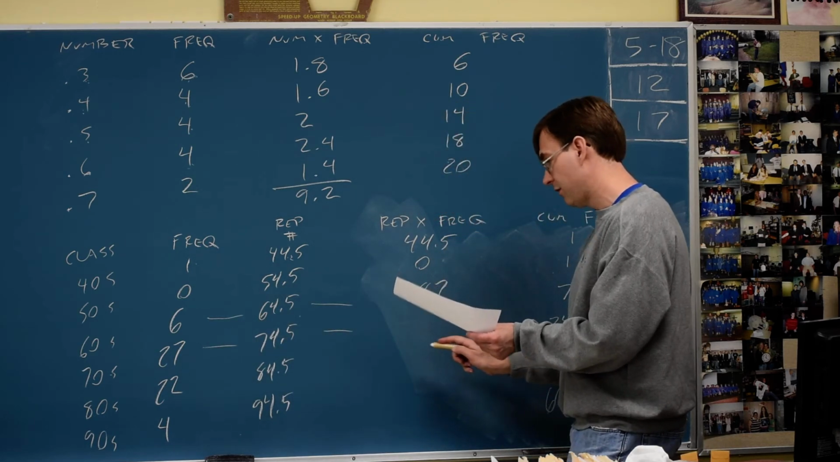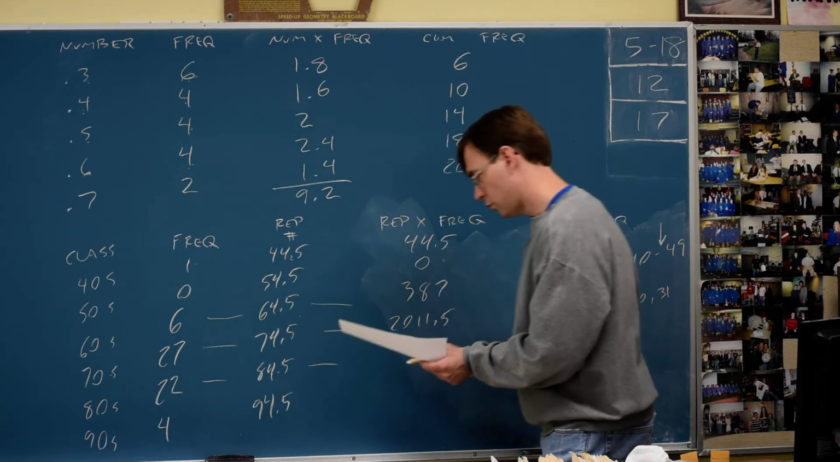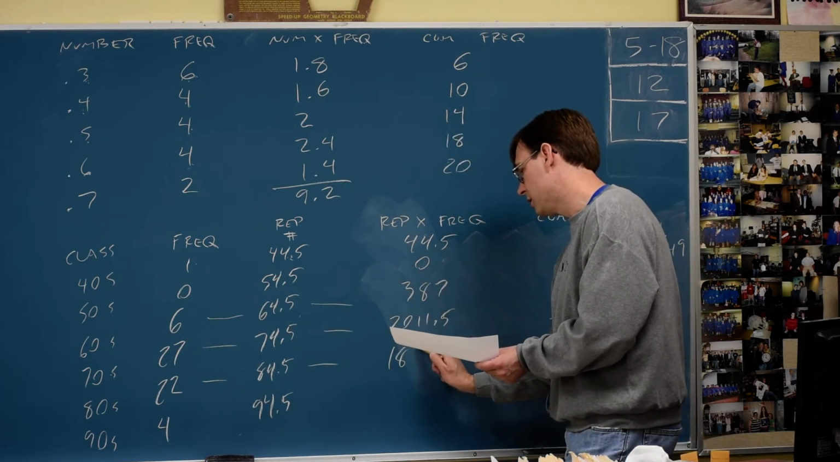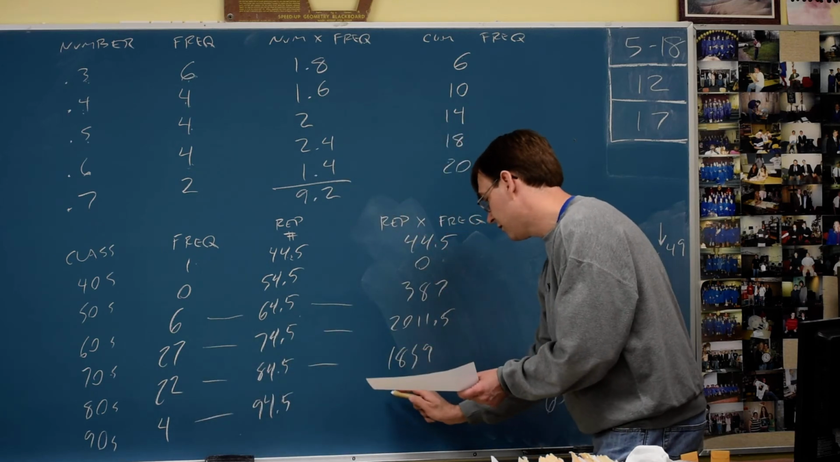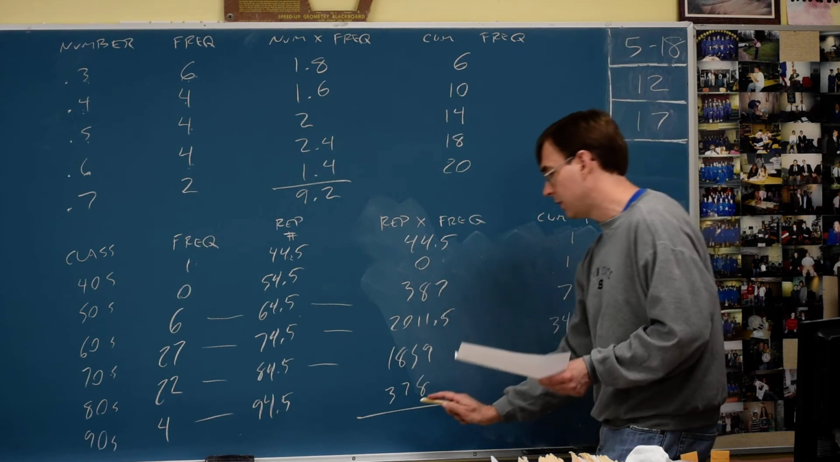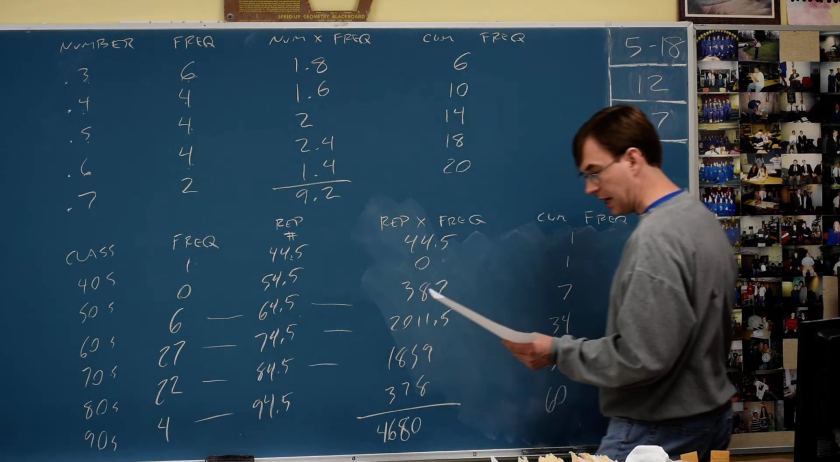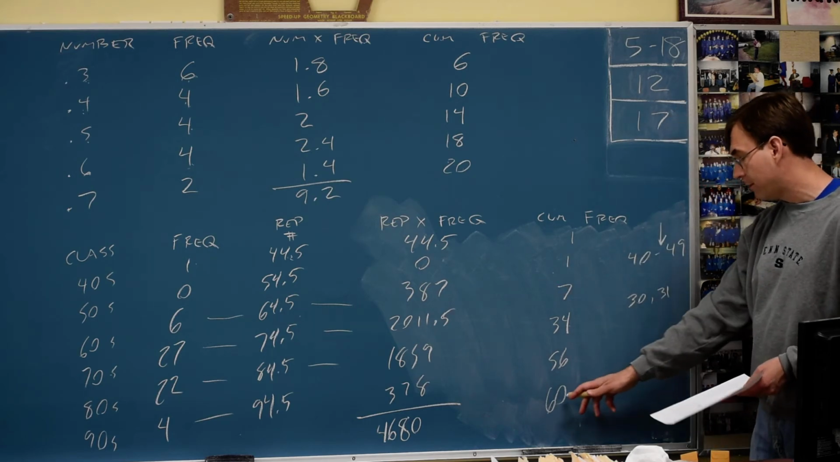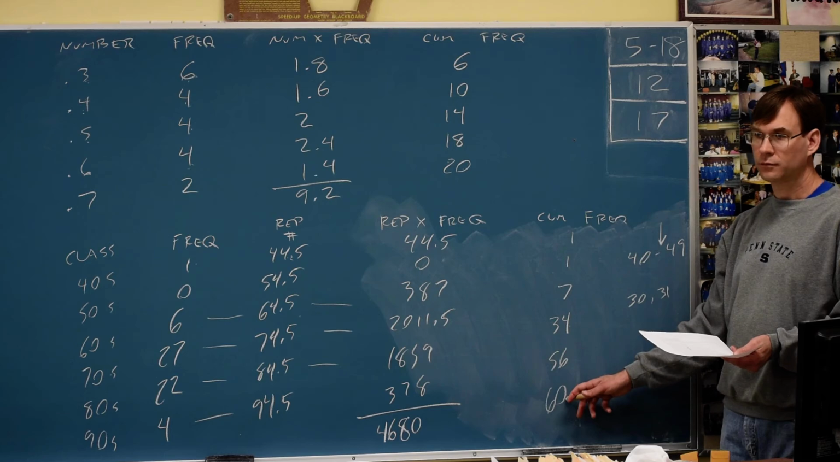27 of those 74s is 2011.5, 22 of those 84s is 1859, 4 of the 94s is 378. Add these all up. These all add up to 4680. Take 4680 and divide by 60, and that'll shoot you a 78.